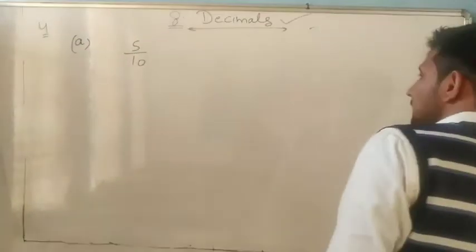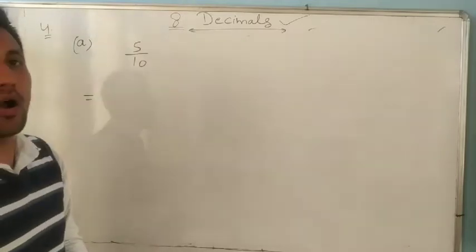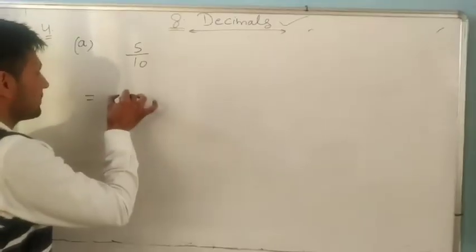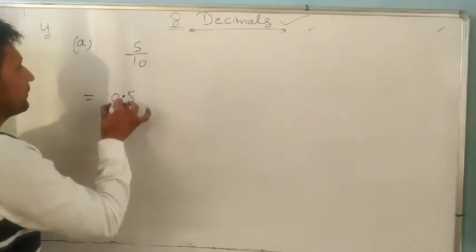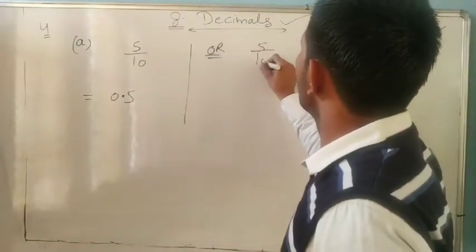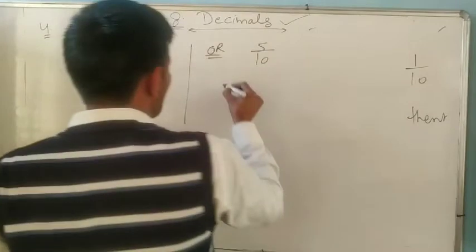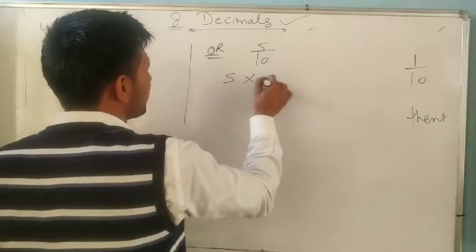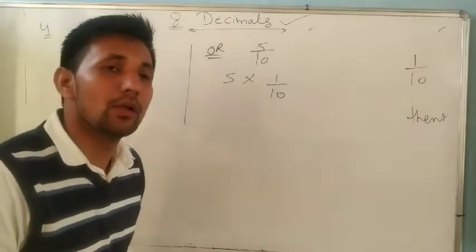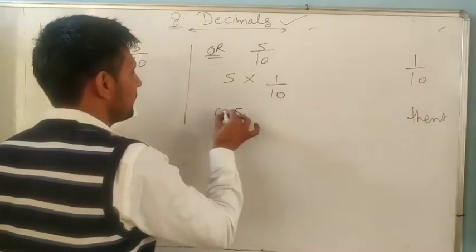So what will we write? Here are two methods. First is very simple. How many 0s are in the denominator? 1. So it means after the decimal only one digit, and that digit is 5. So 0.5. Or you can write it like this also: 5 upon 10 means 5 into 1 upon 10, which is 5 tenths. So 5 into 1 by 10 is 0.5.